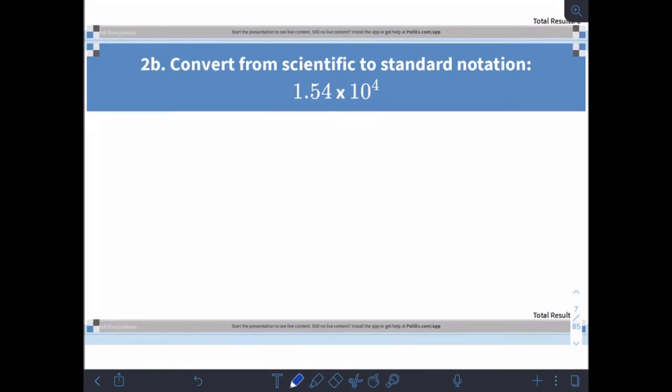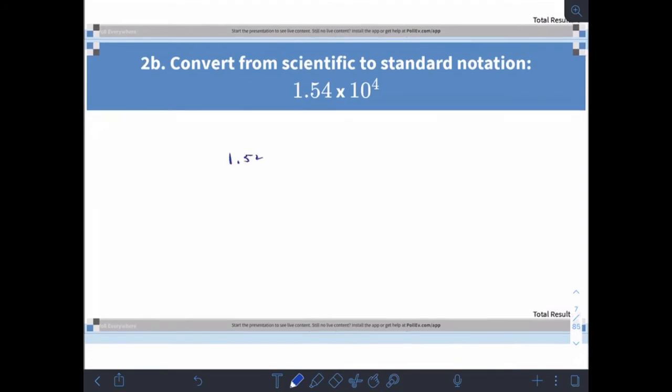Give us a pause. All right, 1.54 times 10 to the 4. So we have a positive exponent, which means it's going to be a big number. So I'm going to move my decimal place to the right in order to make it a large number.